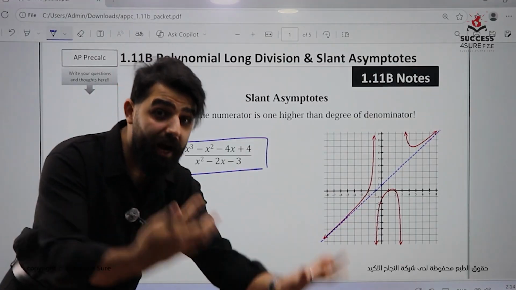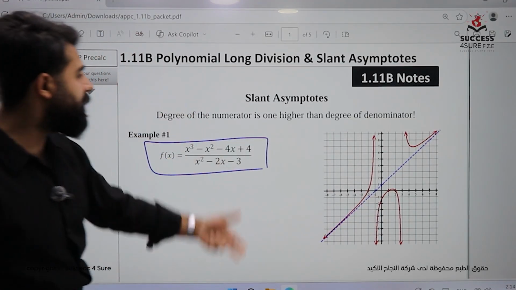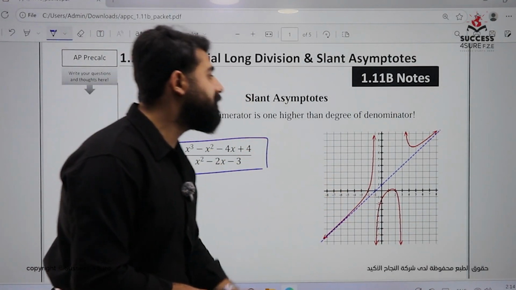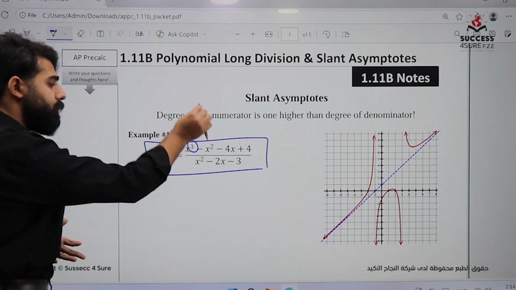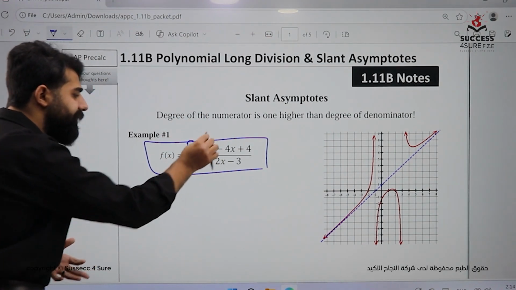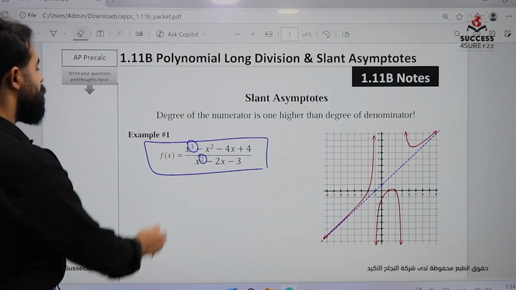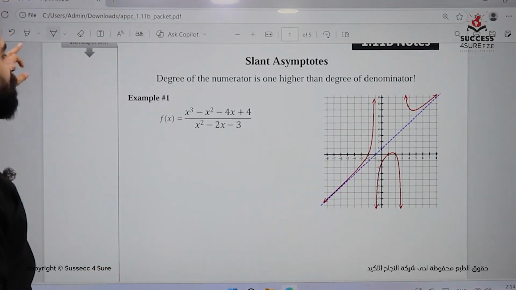Now, to make sure that you have a slant asymptote, the degree of the numerator must be one higher than the degree of the denominator. So if the degree of the numerator is cubed here and it is squared here, what is the difference? It's 1. So we have a slant asymptote. In order to learn everything about the slant asymptote, you have to know how to do long division.